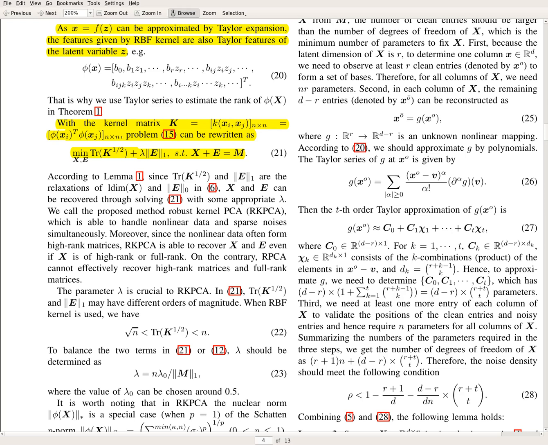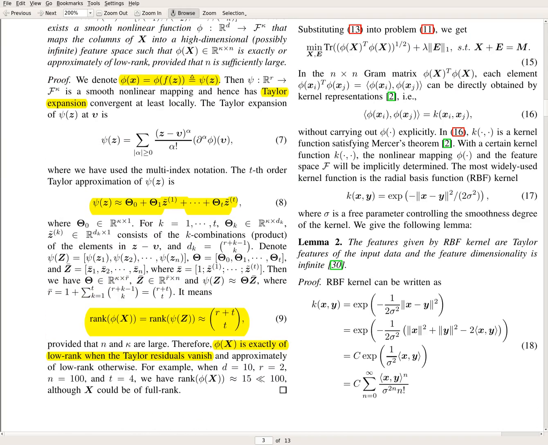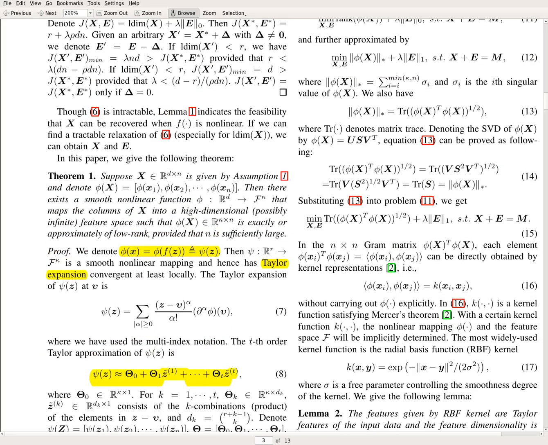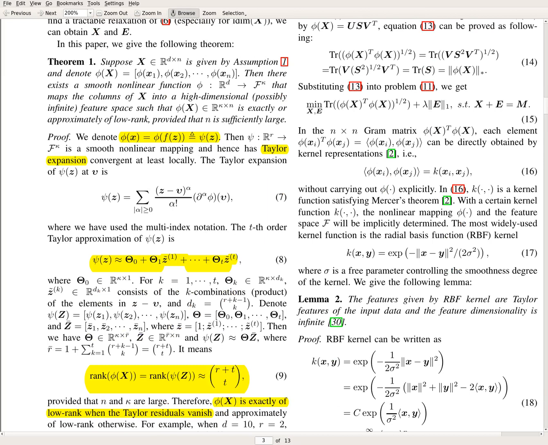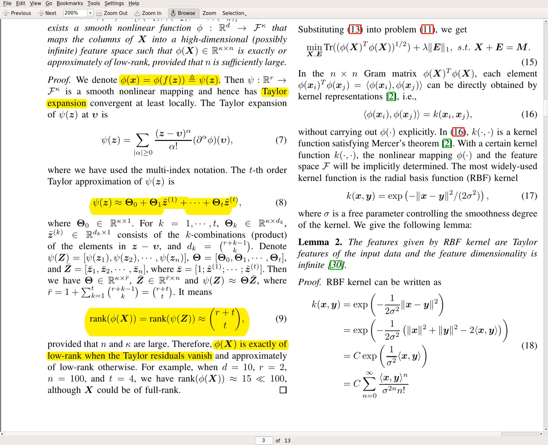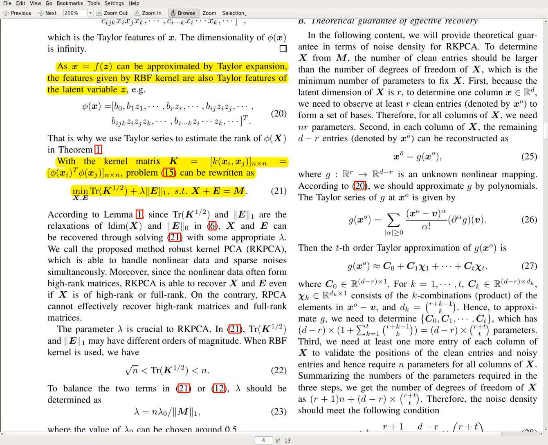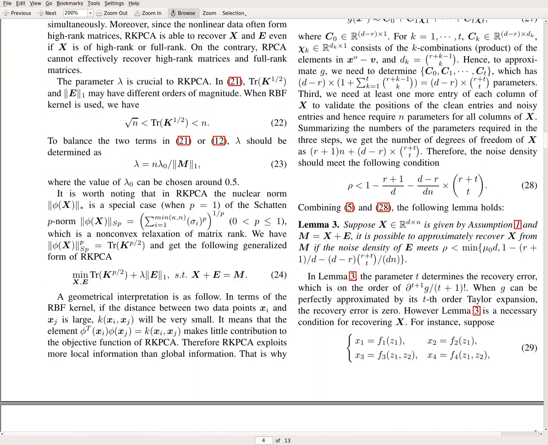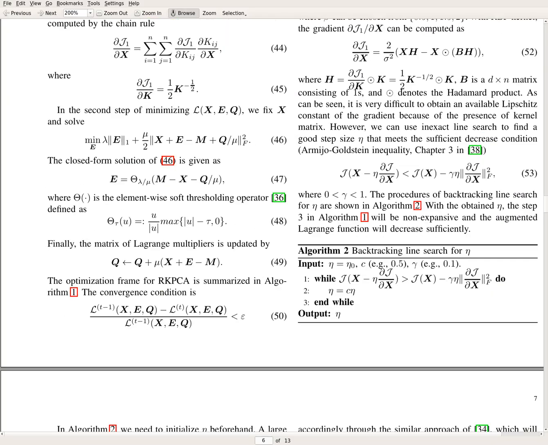They simplify the loss function to this: the K square root plus lambda times the L1 norm of the error matrix, where the K matrix here is this radial basis function. We take the f in x and y, and we do the dot product, and we get the components of the K matrix, which is then used for this trace here. Okay, then the proof follows from this. I haven't dug deeper, so I'll skip this part.